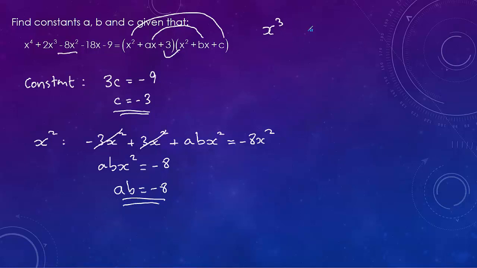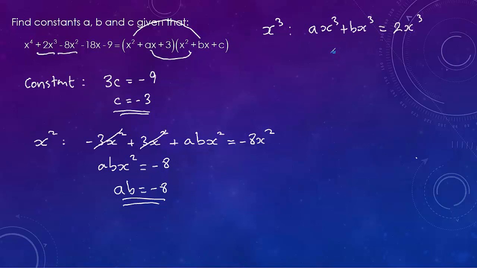Let's now look perhaps at the x cubed and how we get that. So what here would give us x cubed? Well, this one times this one would give me an x cubed, and this times this would give me an x cubed. So I'm going to have an ax cubed, and I'm going to have a bx cubed, and together they must give me 2x cubed. So that tells me that a plus b is equal to 2. And what we have here are simultaneous equations.